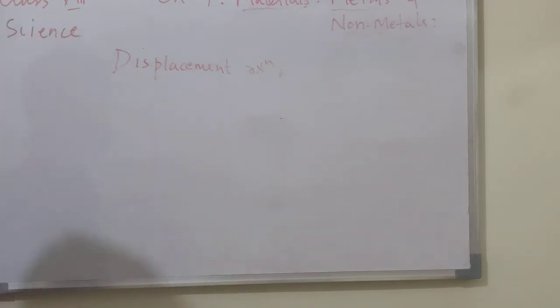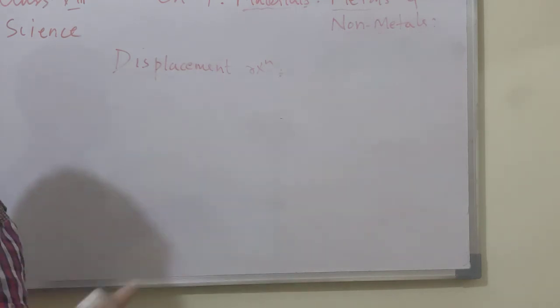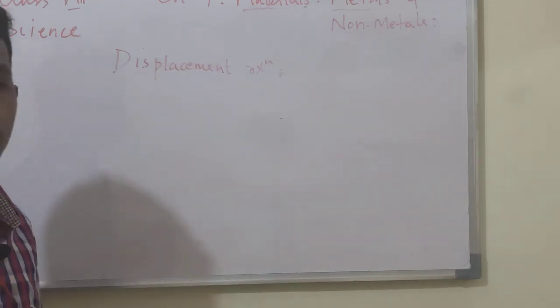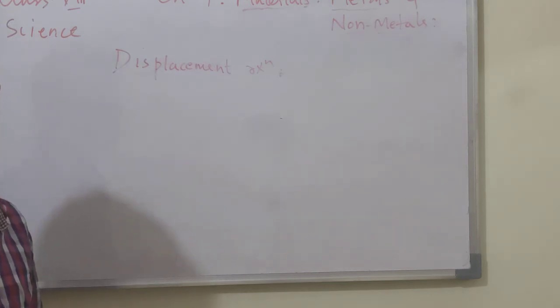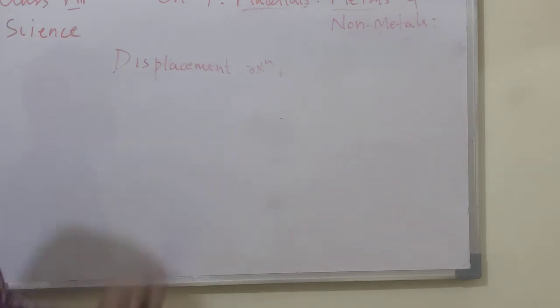Here, more reactive metals displace less reactive metals from their salt solution. Such a chemical reaction is known as what? Displacement reaction. We will take many examples.